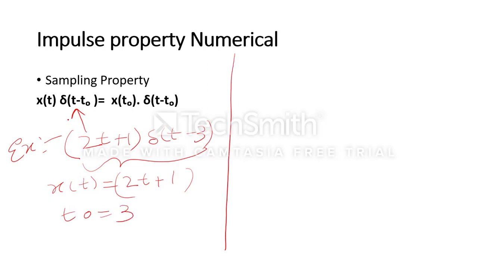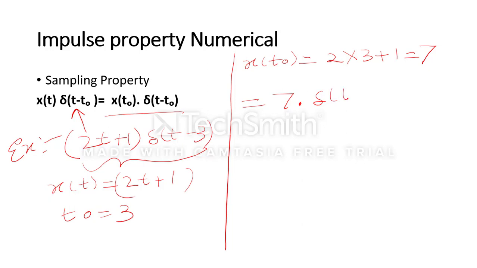For this equation, the output will be x(t naught) delta t minus t naught. Since you know xt and t naught, you can calculate x(t naught). So x(t naught) will become 2 into 3 plus 1, which is equal to 7. So the final output is x(t naught), that is 7, multiplied by delta t minus t naught. What is t naught? t naught is 3. So this will be your final answer.